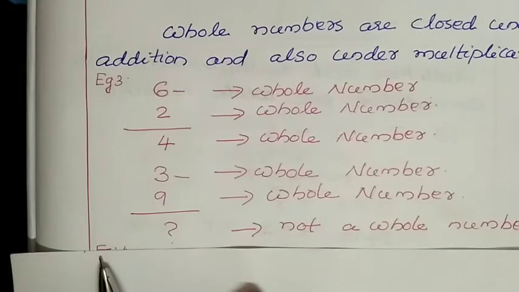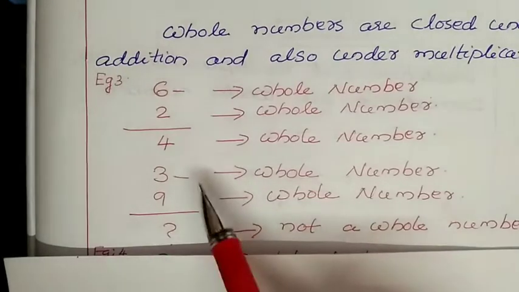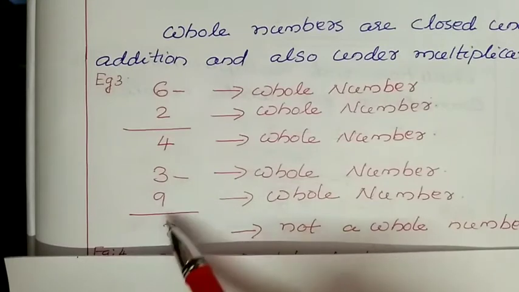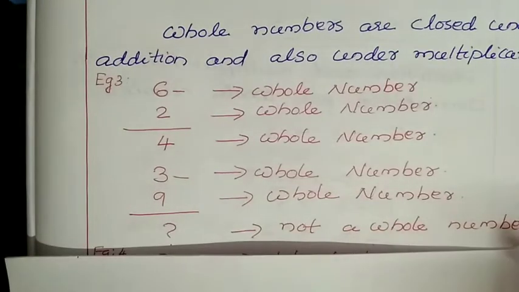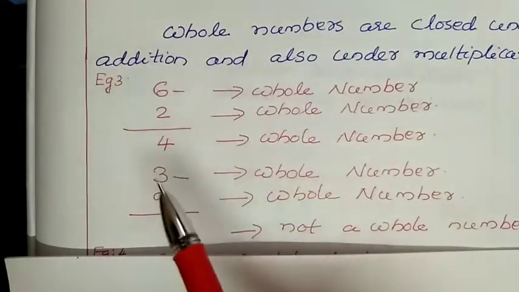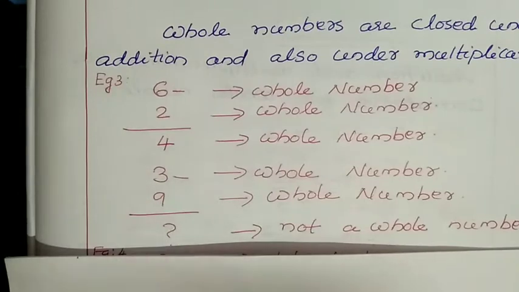Okay, this year you will study integers. Your answer is minus 6. That is not a whole number. That is a negative number. So, in the case of subtraction, this closure property is not satisfied.